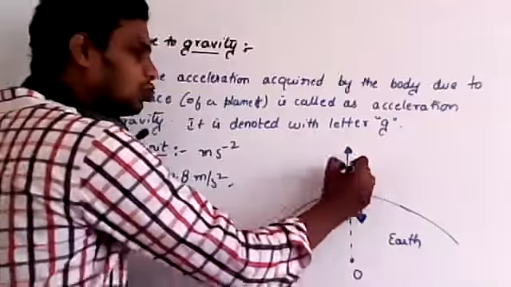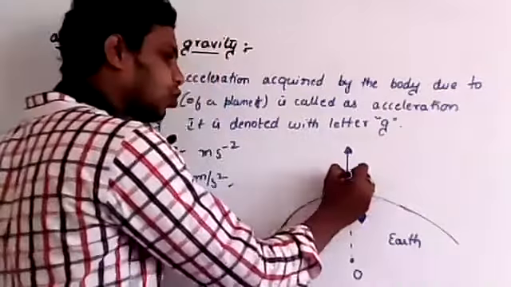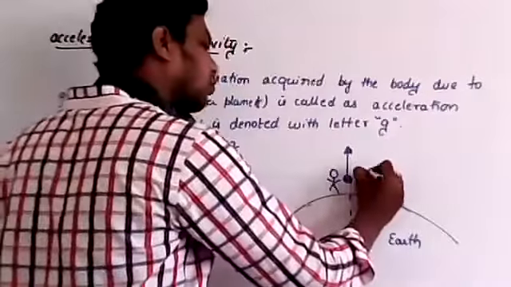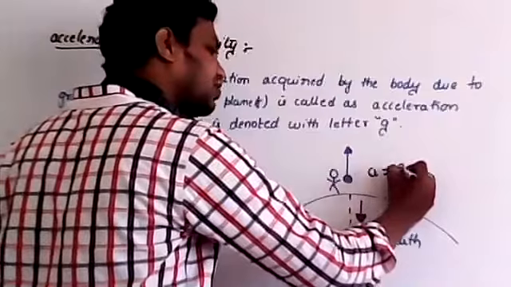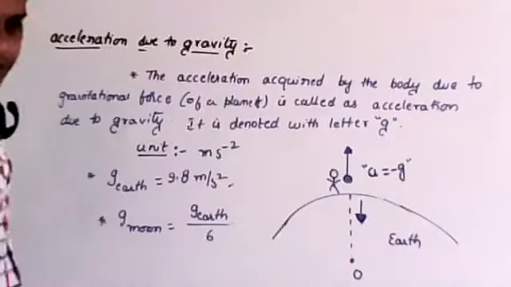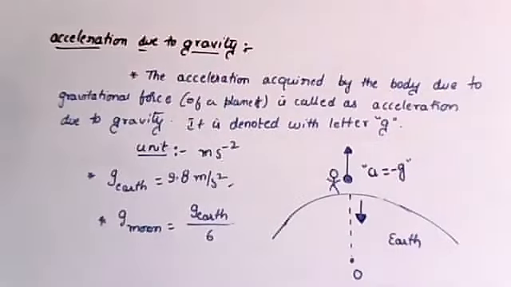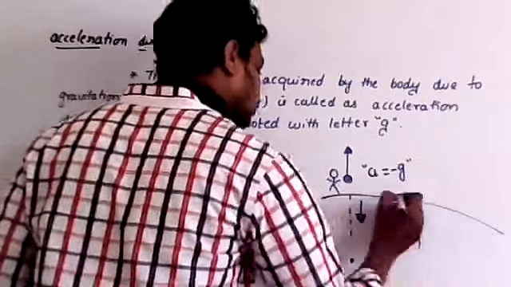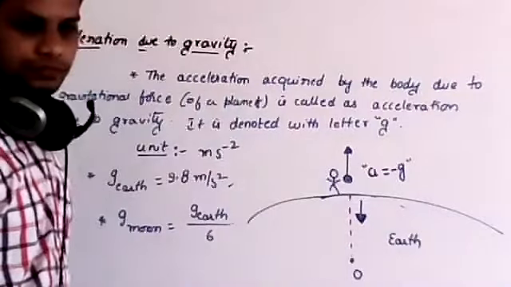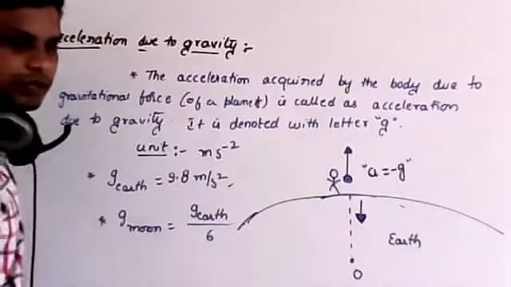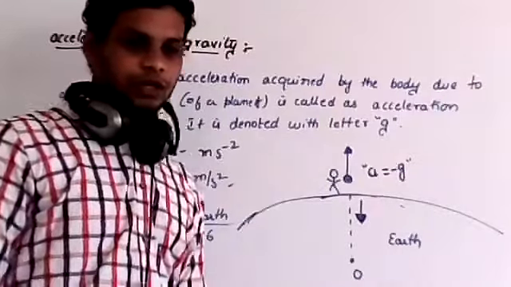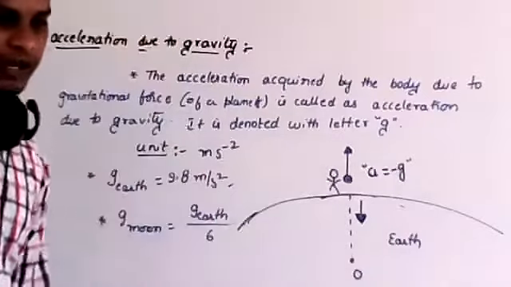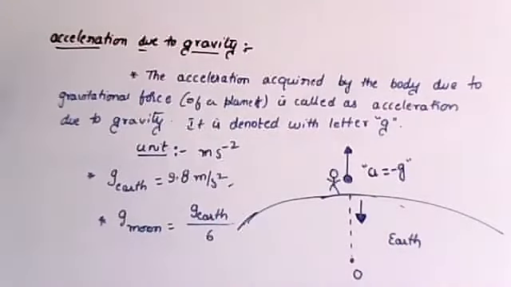Now if you throw any object in the upward direction, then for that object you have to take acceleration as minus g. If you throw any body vertically upwards, you have to take acceleration due to gravity as minus g. Understood this point?